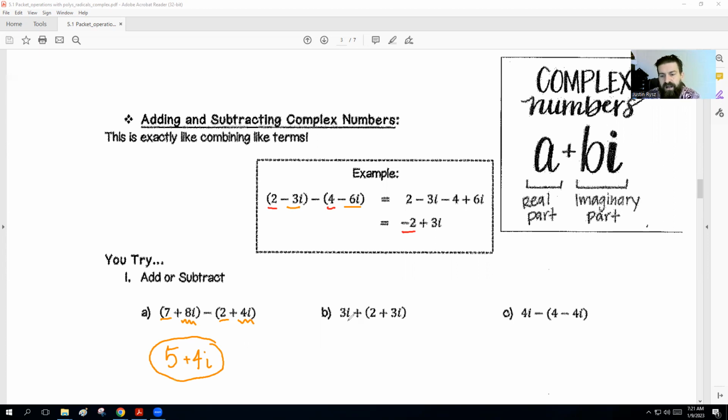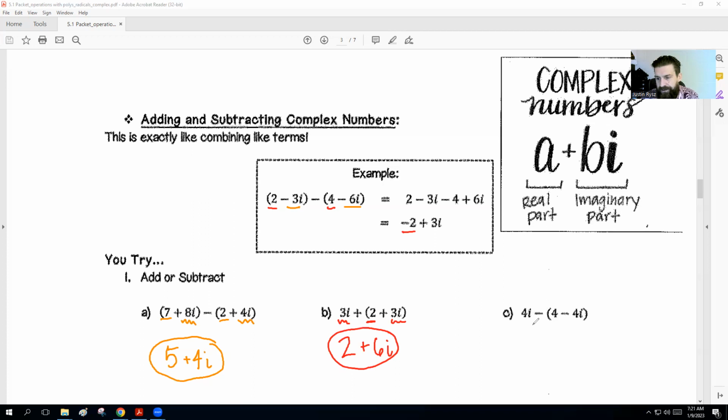If we've got 3i plus 2 plus 3i, I would always start with the real part. Any story is good once it starts out being real. So 2 is the only real thing. Then we look at our imaginary. We have 3 imaginary and another 3 imaginary. That makes us 6 imaginary, 6i.